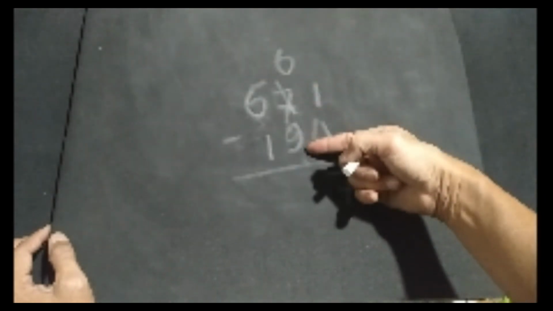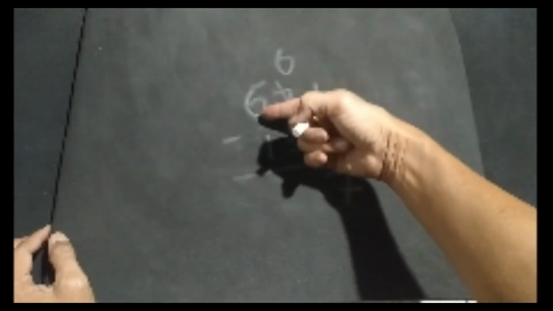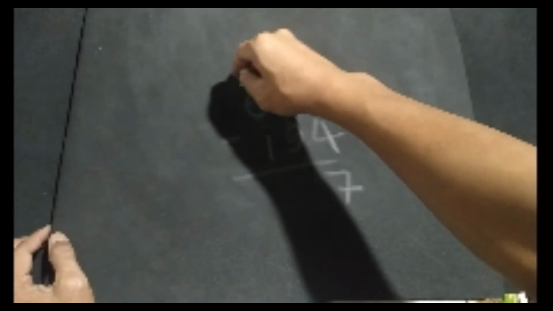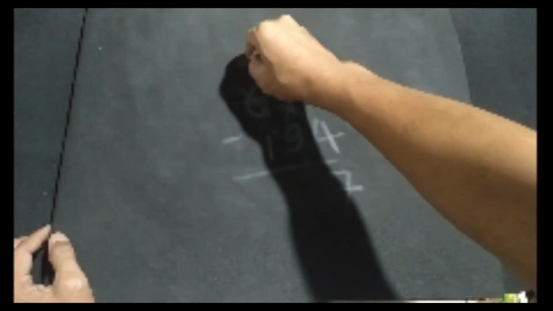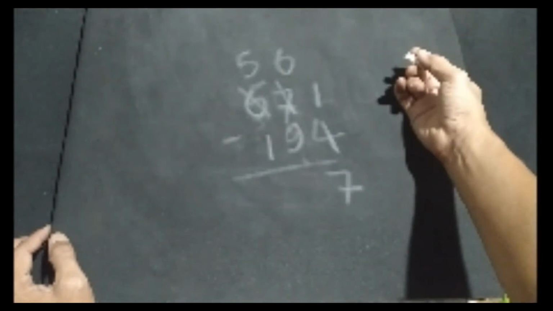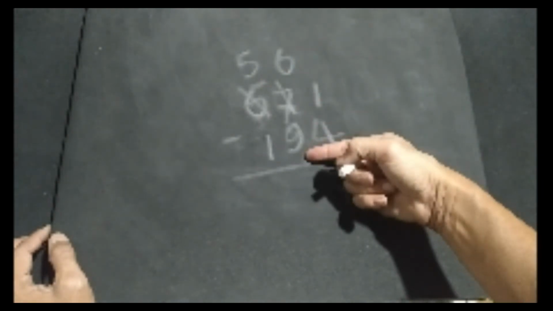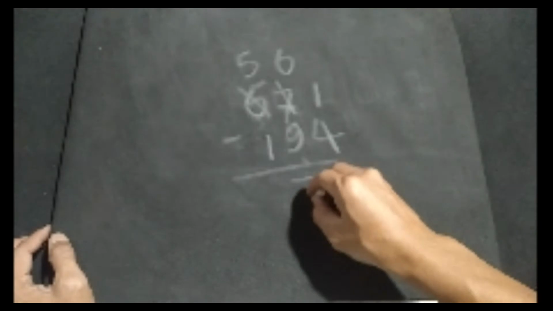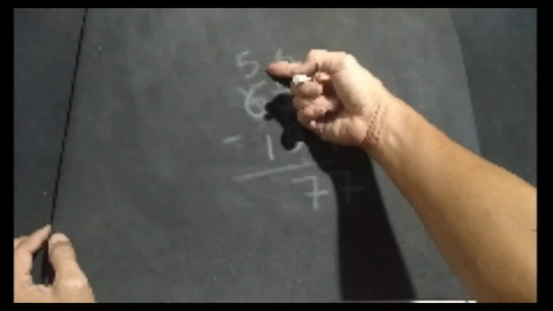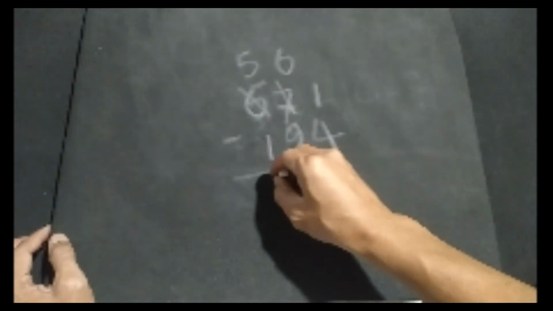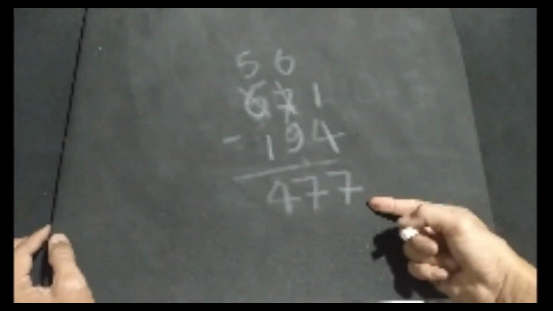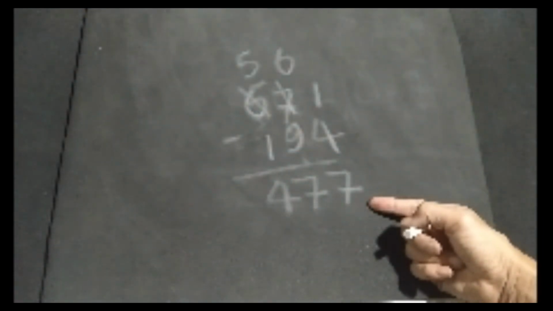6 is smaller than 9. So we borrow 1 from number 6 over here. Number 6 becomes 5. So we have 16 minus 9 equals 7. 5 minus 1 equals 4. The answer is 477.